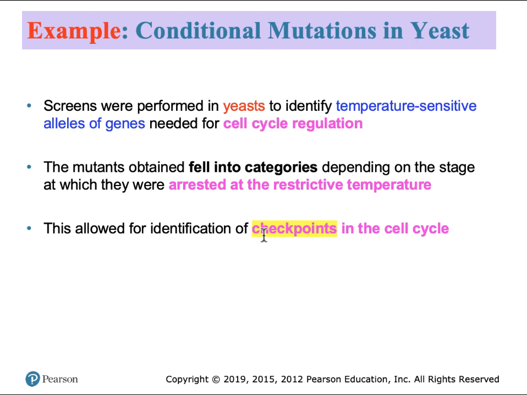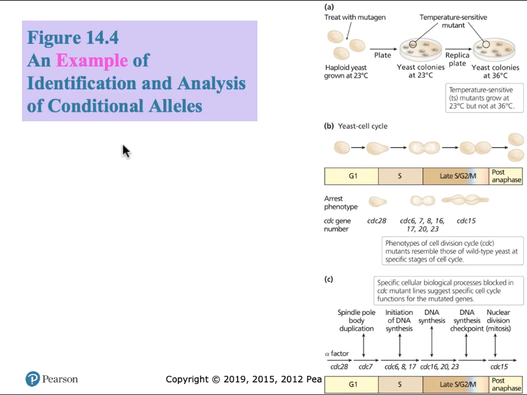And from these we came up with the understanding of checkpoints in the cell cycle that we've covered in previous lectures. So experimentally, the yeast were mutagenized and then plated onto plates where they could grow at low temperature. And then copies of these colonies were transferred onto second plates, which were then incubated at higher temperatures, 36 degrees. And any colony that did not grow on both plates indicated that that colony came from cells that were mutant. And they were mutant for these temperature-sensitive mutations.